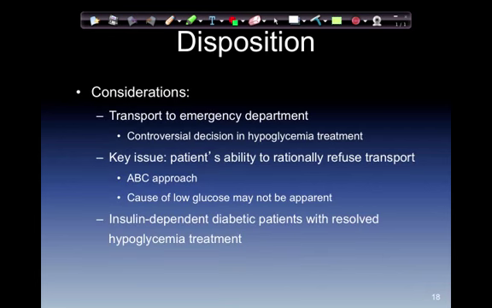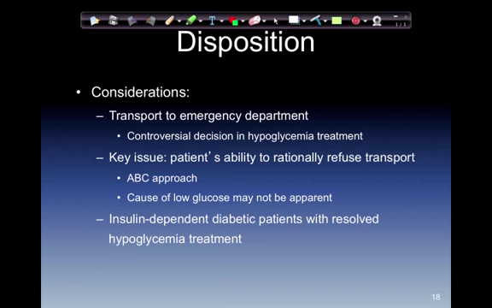Disposition: transport to an emergency department. There is a controversial decision on actually transporting a hypoglycemic patient. The key issue is the patient's ability to rationally refuse transport. And very simply, we should take an ABC approach on this: affect, behavior, and cognition. If our treatment looks effective, if their behavior is back to normal and they are cognitively aware of their decision, then we should uphold the patient's rights.